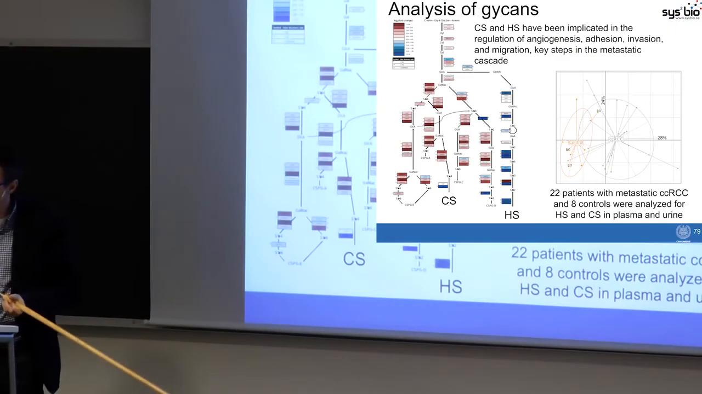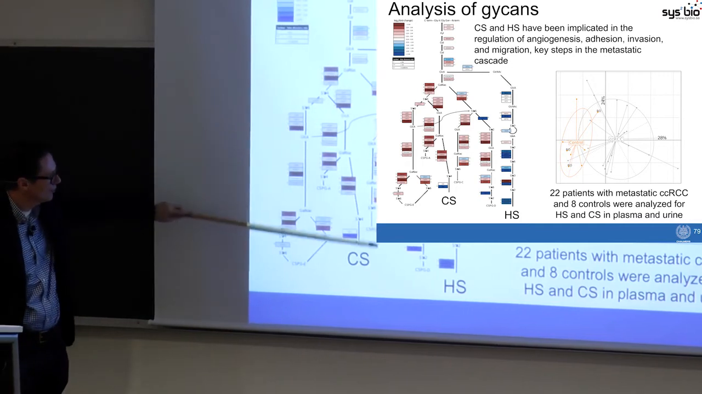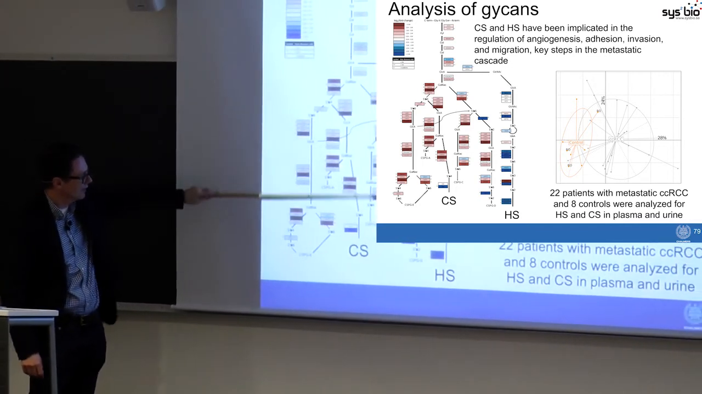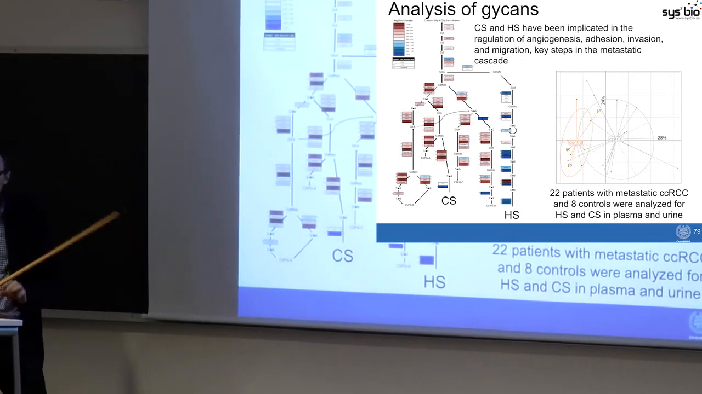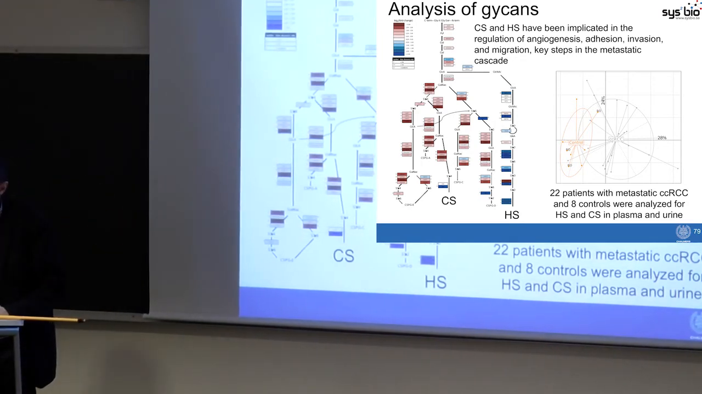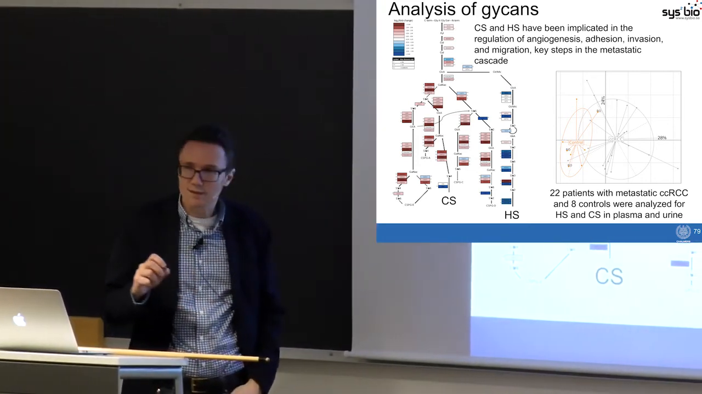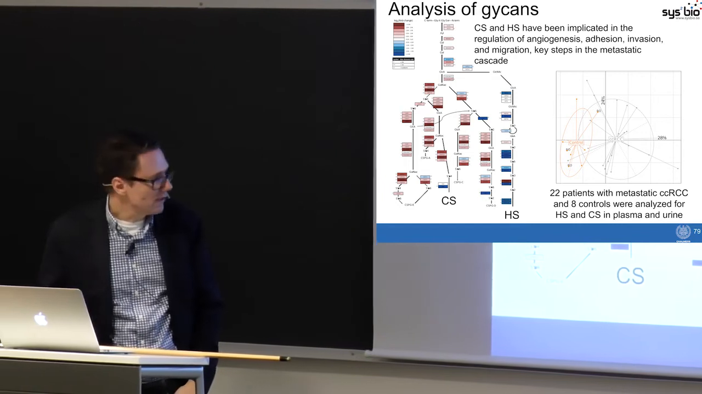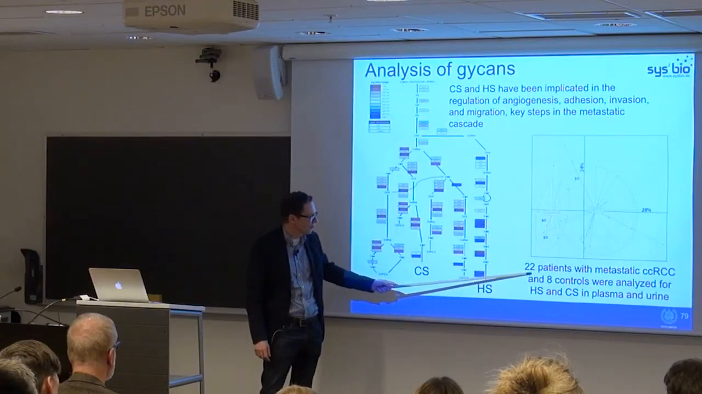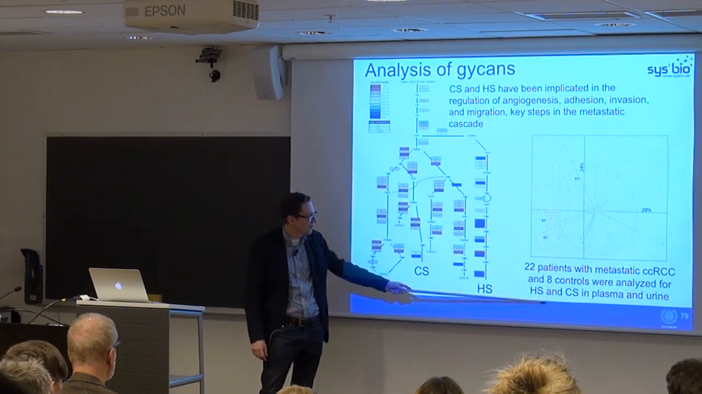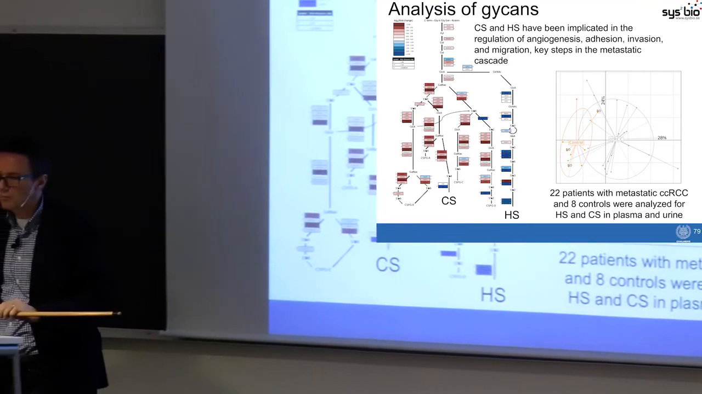And if we overlay that on the biosynthetic maps of these, you can see here that chondroitin sulfate biosynthesis is significantly upregulated and heparan sulfate is downregulated. So that led us to speculate that we could analyze these glycosaminoglycans in plasma and urine. And so we collected samples from first 22 patients and 8 controls. And we measured these compounds and we could see a distinct separation.